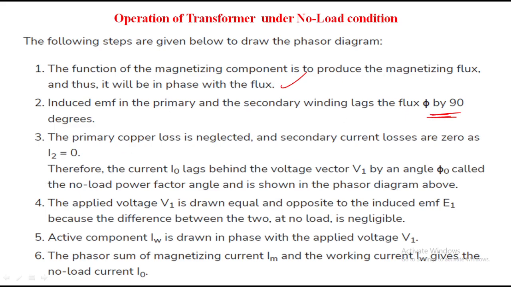The primary copper loss is neglected. Why is it neglected? Because only a small amount of copper losses are there, that's why they can be neglected. And secondary current losses are zero. Why are they zero? Because I2 is equal to 0. Therefore the current lags behind the voltage vector by an angle phi naught.